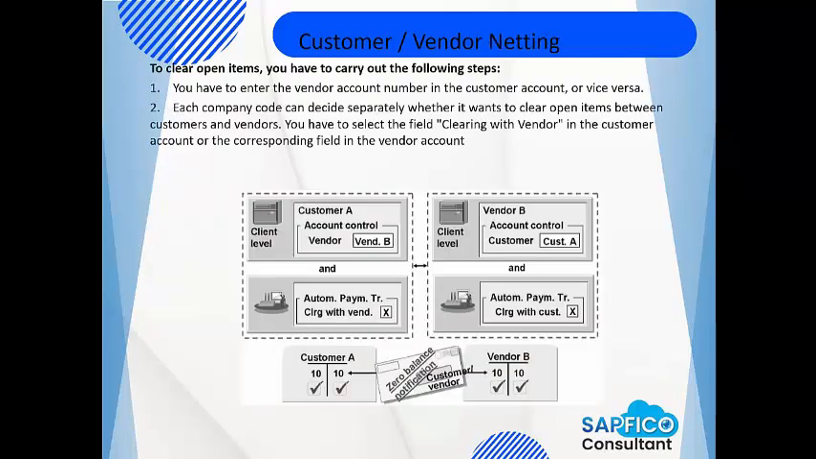Now, customer and vendor netting. To clear open items, you have to carry out the following steps. You have to enter the vendor account number in the customer account or vice versa. And each company code can decide separately whether it wants to clear open items between customer and vendor. You have selected the field clearing with vendor in the customer account or the corresponding field in the vendor account.